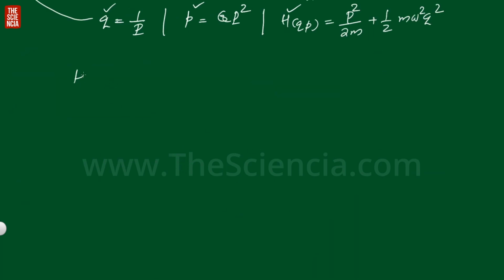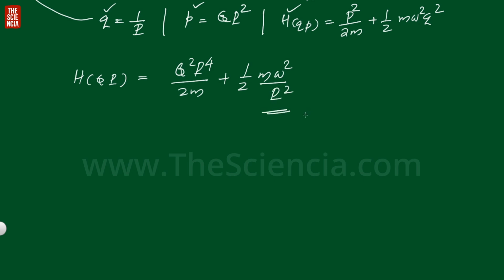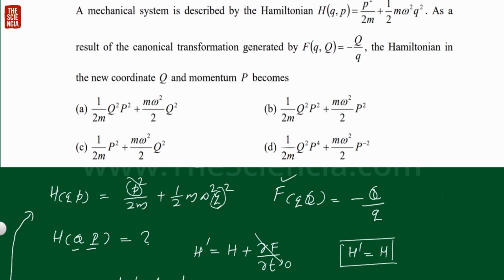So we get the Hamiltonian in new coordinates, that is QP, that will be equal to P is capital Q square, so its square will be Q square P raised to 4 by 2m plus 1 by 2m omega square Q square is 1 by P square by P square. So this will be the new Hamiltonian. So option D is the correct answer.